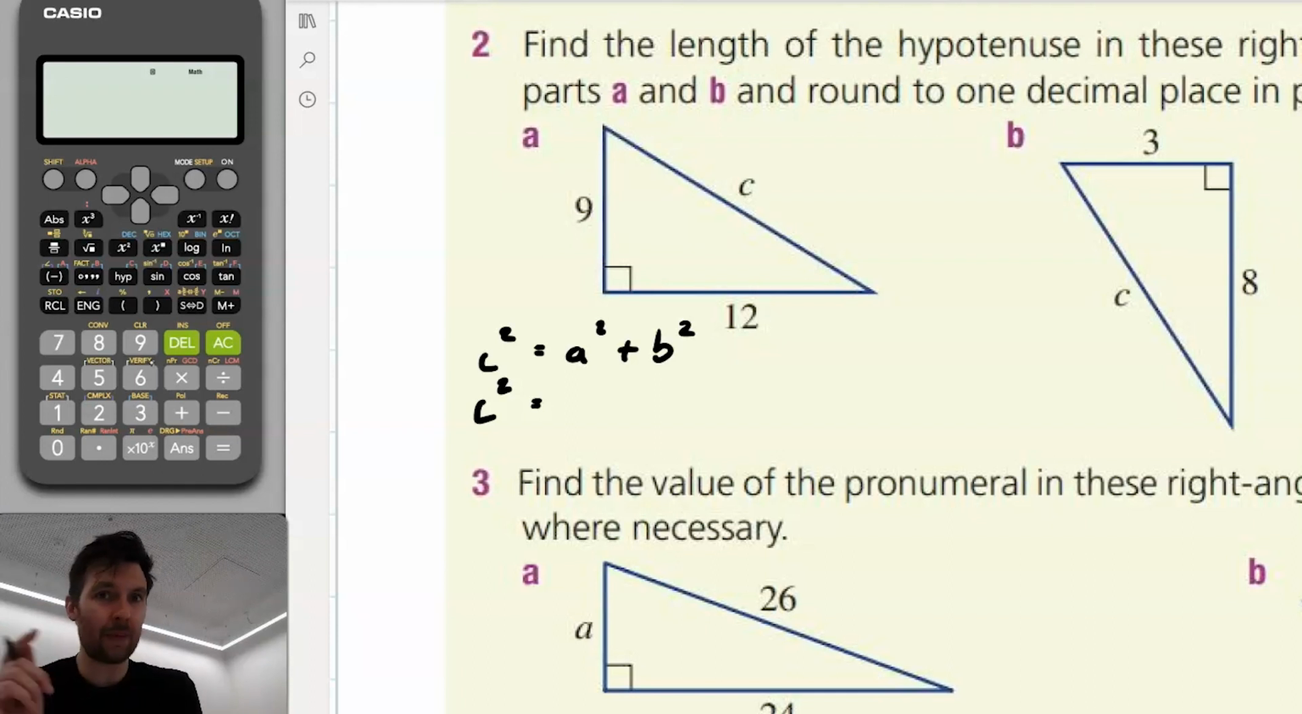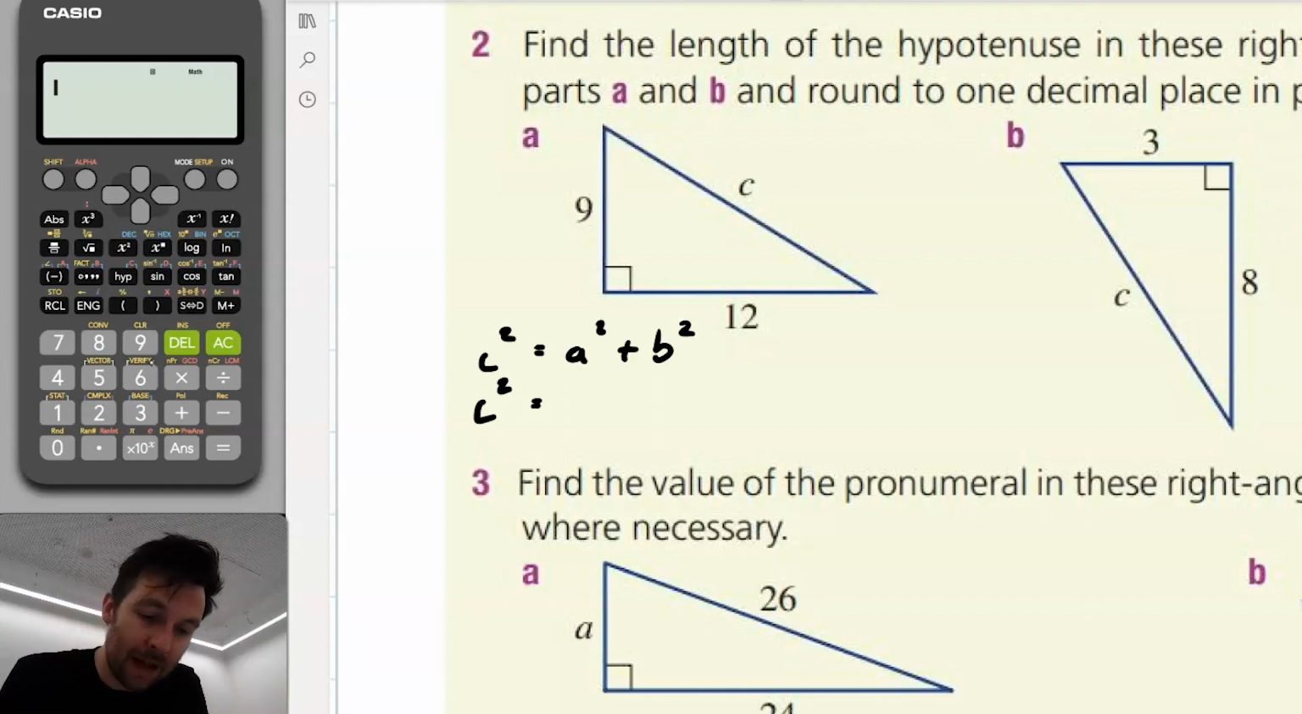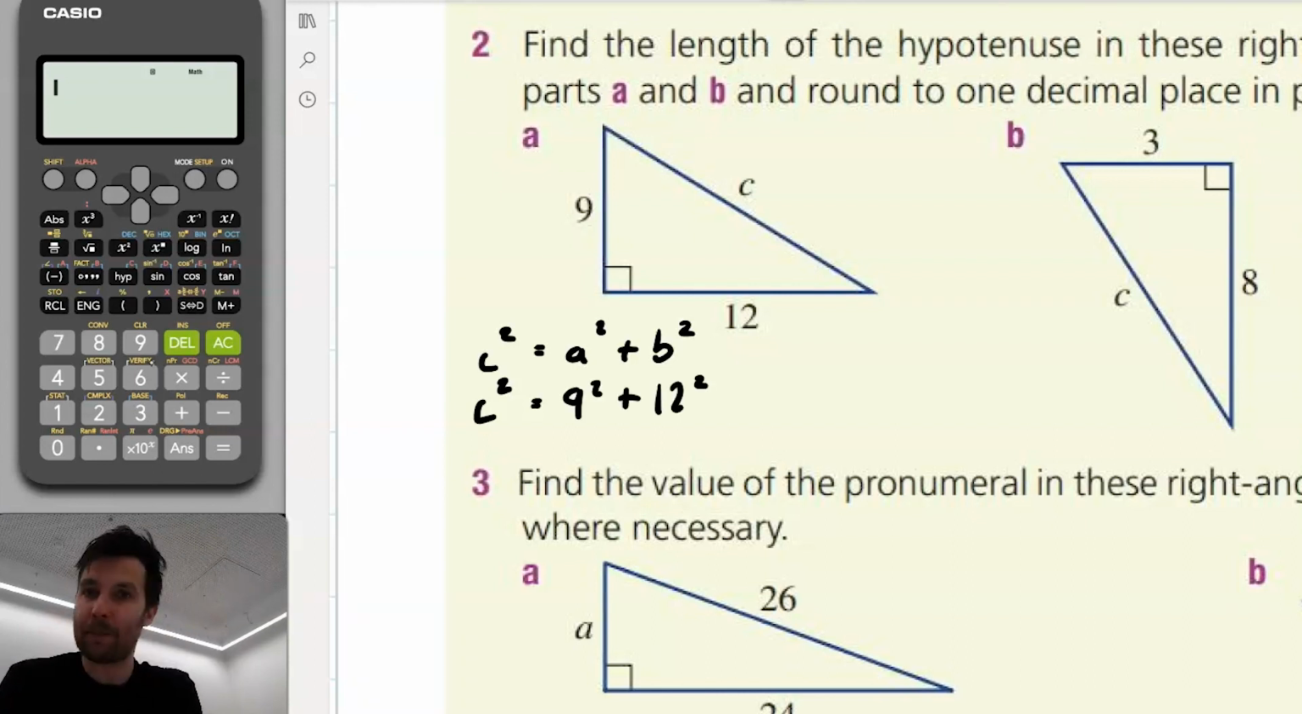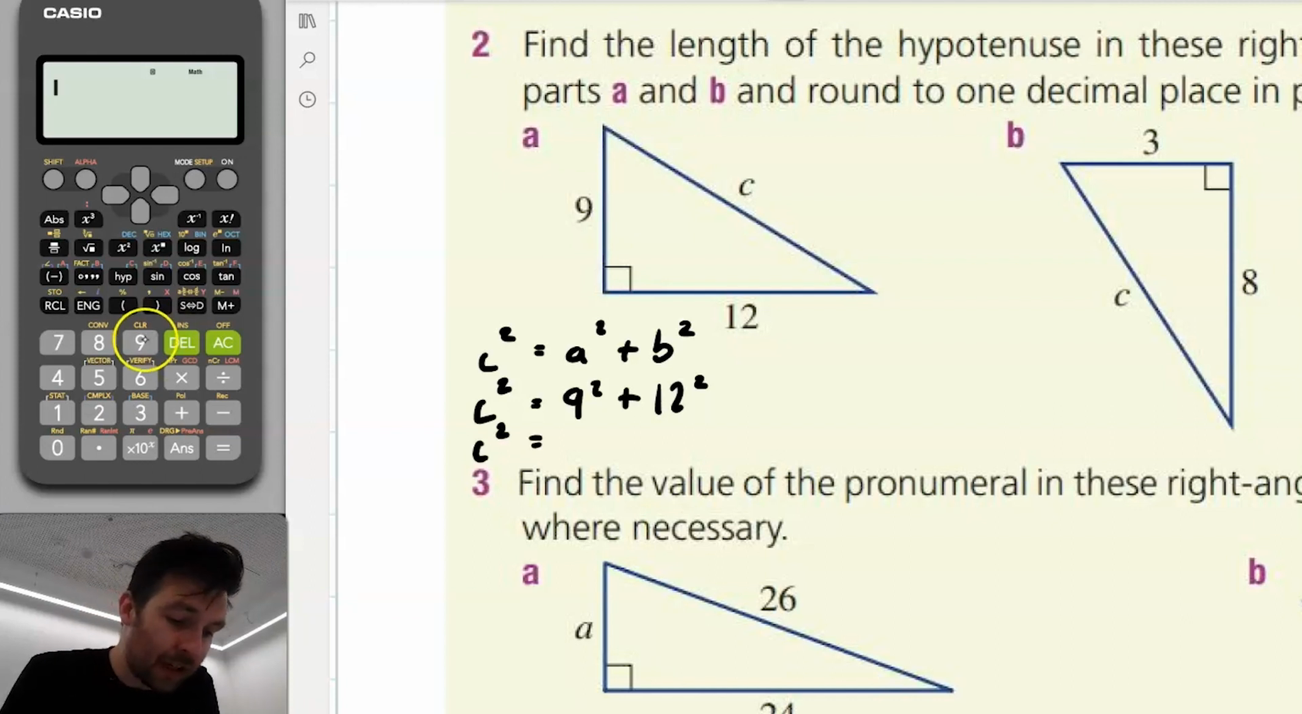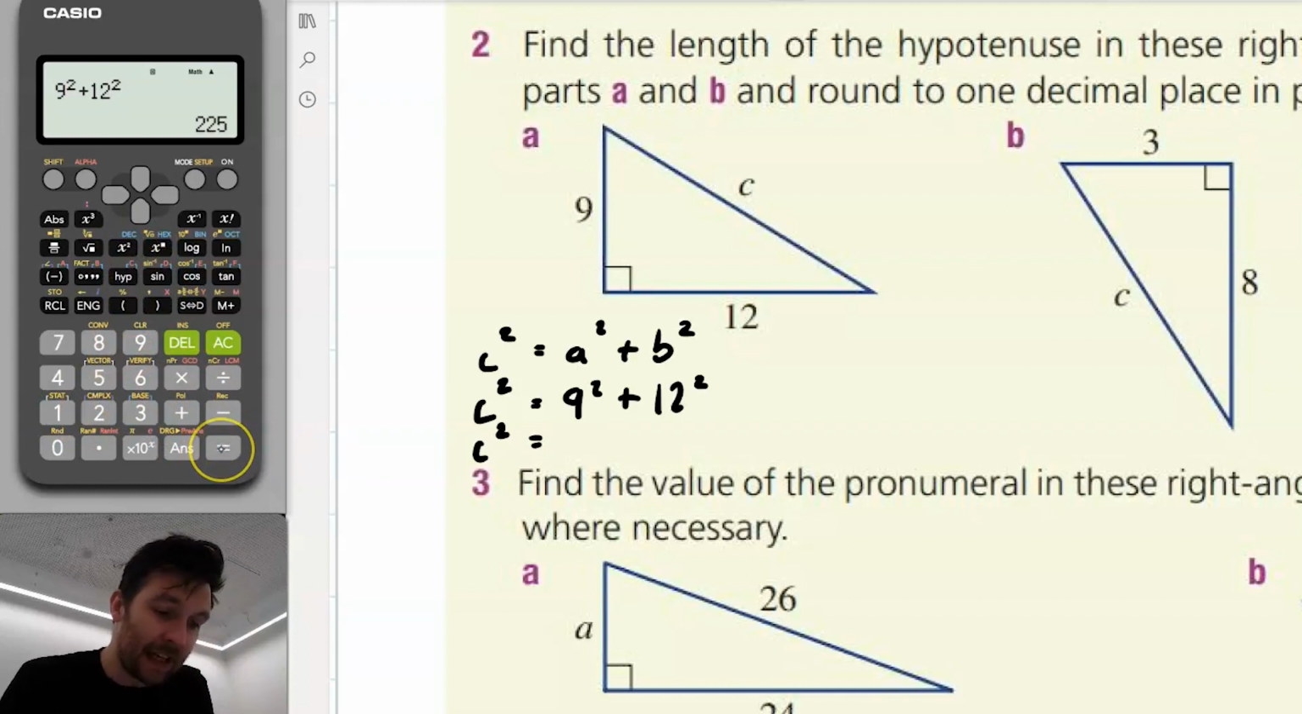Doesn't matter which one is A and which one is B because we're adding them together, so the order in which we add them doesn't matter. Like 9 squared plus 12 squared would be the same as 12 squared plus 9 squared, so that's fine. Anyway, so then we found out that C squared is going to be equal to, on your calculator, 9 to the power 2, 9 squared plus 12 squared.